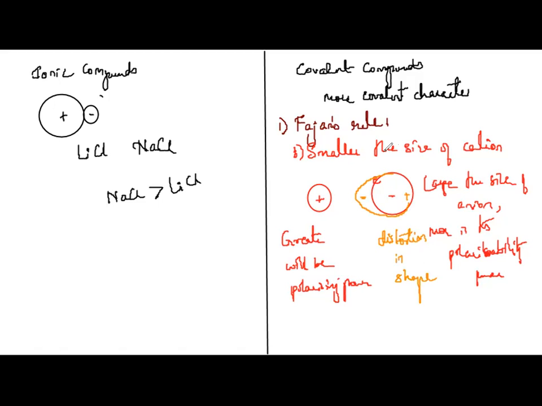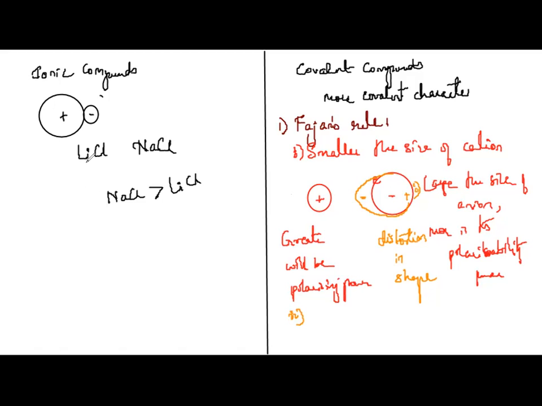So smaller the size of cation, greater will be its polarizing power. Therefore, we say greater will be the covalent nature of the bond. Larger the size of anion, more is its polarizability power. Therefore, greater will be the covalent character. So these are the first 2 points. What is the third point? So when covalent character is more, when the size of cation is less and the size of anion is more.